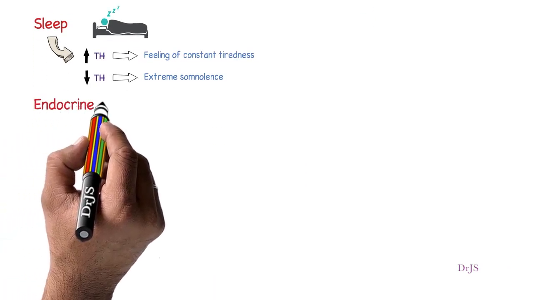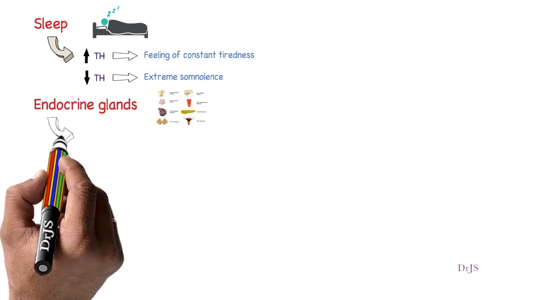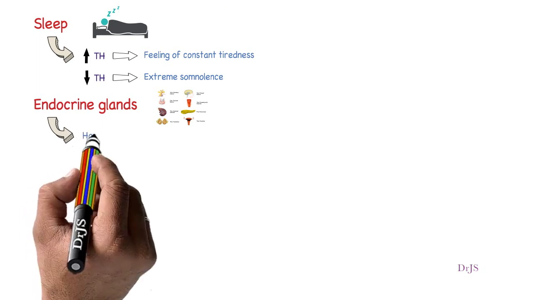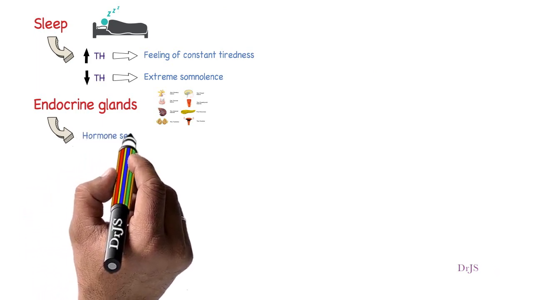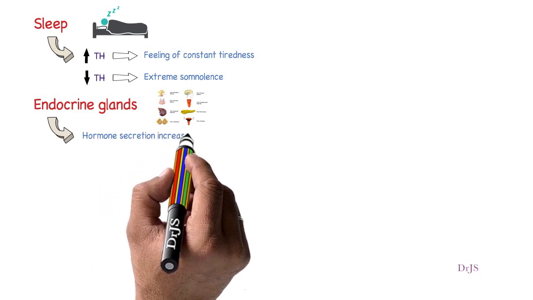Effect on other endocrine glands. Increased thyroid hormone increases the rates of secretion of several other endocrine glands, but it also increases the need of the tissues for the hormones.